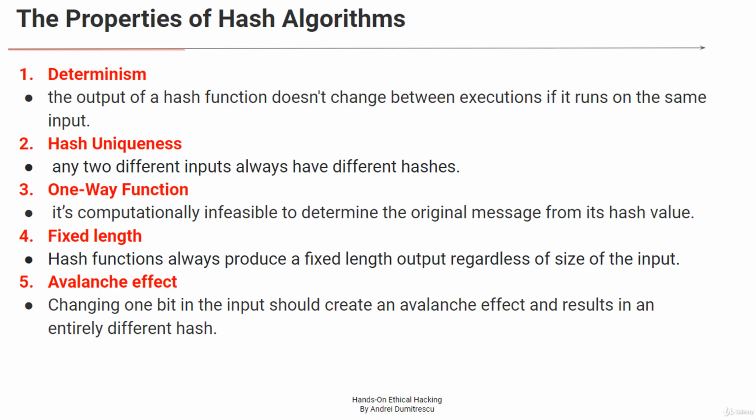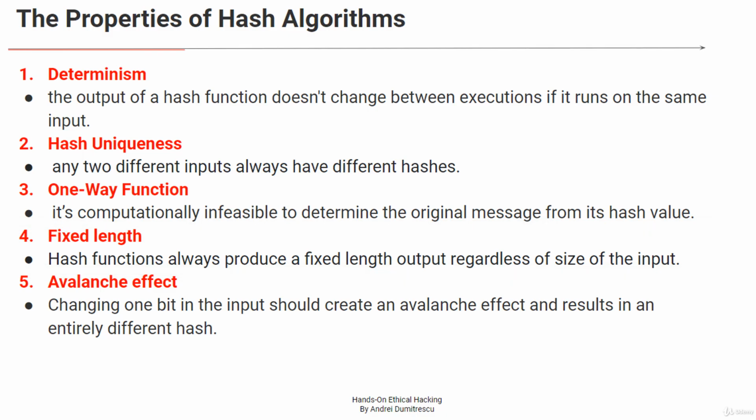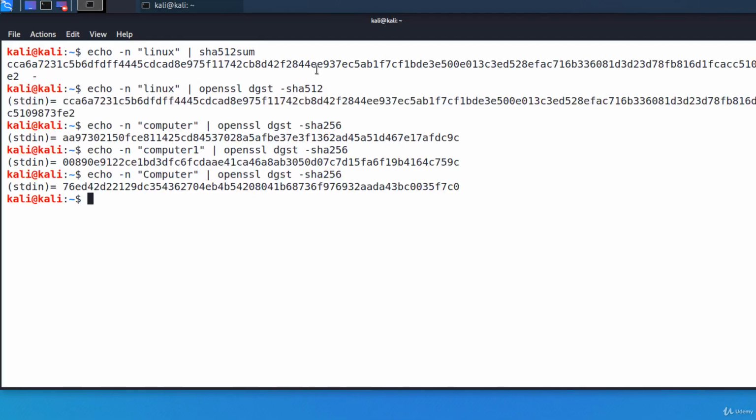Hash functions always produce a fixed length output regardless of the size of the input. For example, SHA-256 always produces a hash of 256 bits and SHA-512 a hash of 512 bits. In fact, the number after the SHA word means the length of the output hash. Let's see some examples.